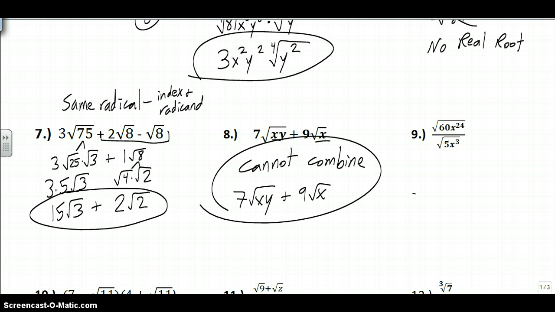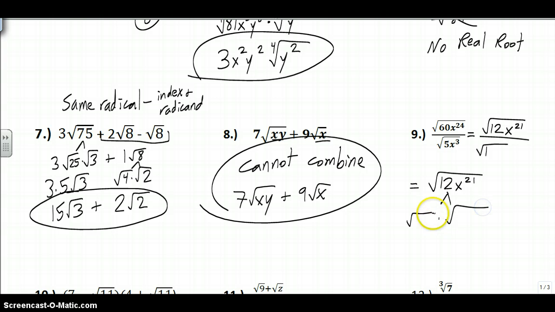Number 9, once again, you have to reduce what you can. And this one's arguably easier than the day 1 review, because when you reduce 60 and 5, we're just left with 12 over 1. X to the 24th over x to the 3rd leaves you with x to the 21st up top and nothing in the bottom really. So the bottom goes away completely. You're just left with square root of 12x to the 21st, and you just have to break that down.